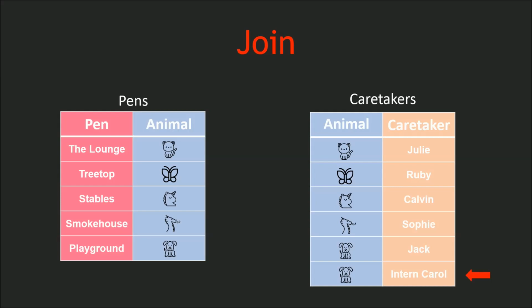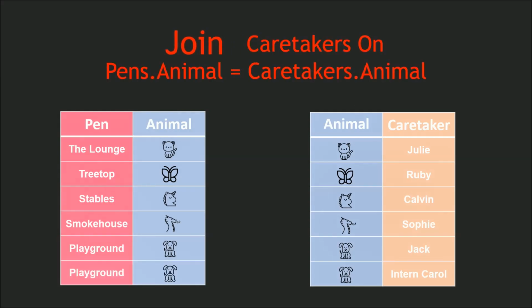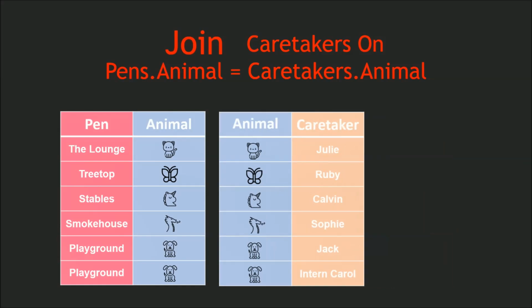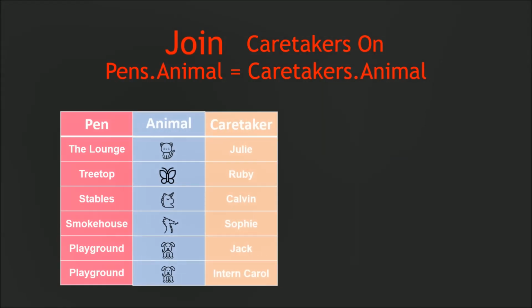So you can see that we have intern Carol. She's probably shadowing Jack today. She's also going to be with the puppy in the playground, and we want our result to reflect that. So we call our join function, and we see that this pens table sees this coming. It realized it has two matches on the puppy, and so it goes ahead and creates a duplicate row at which they can then join together on.